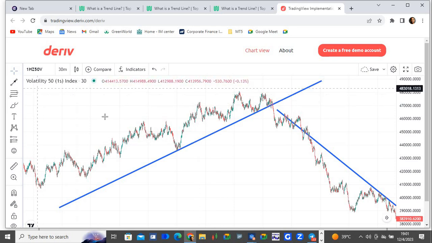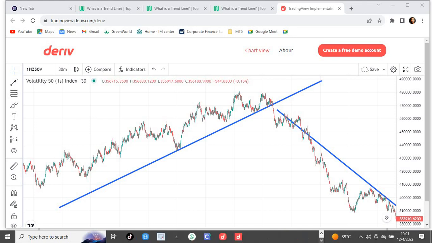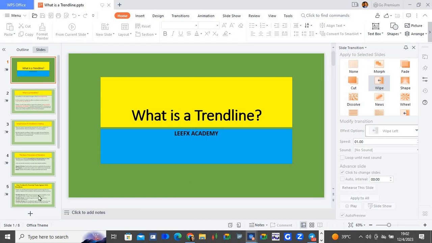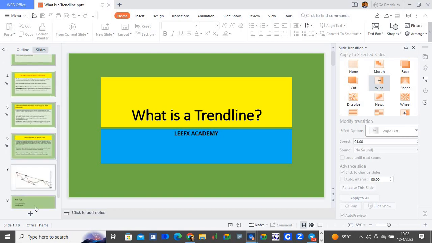So this is what trend lines are all about, if you are using the trend line strategy. Hope you have enjoyed the lesson. Make sure that you go through it over and over until you understand how to use the trend lines.